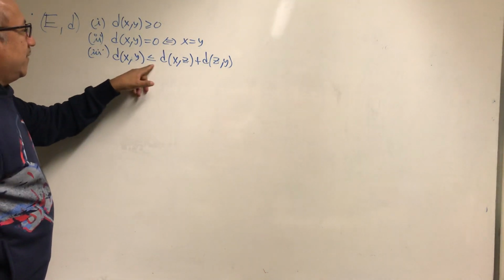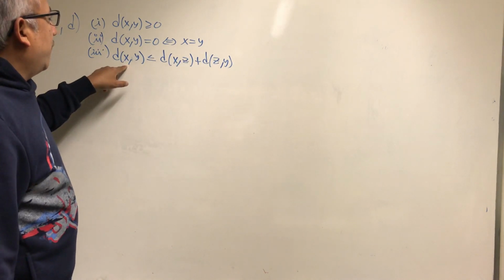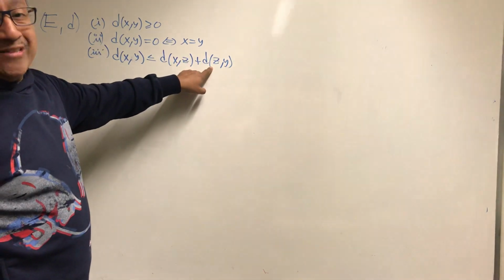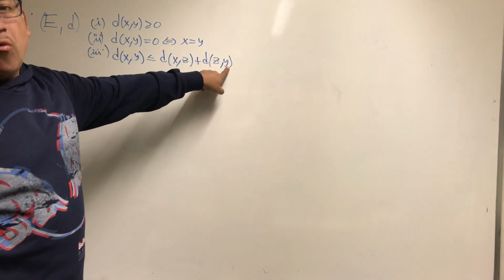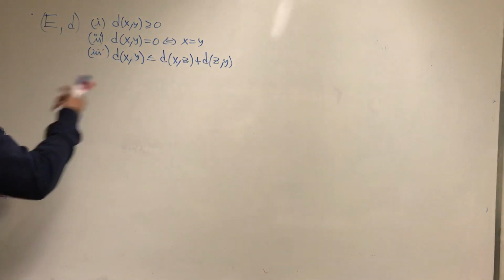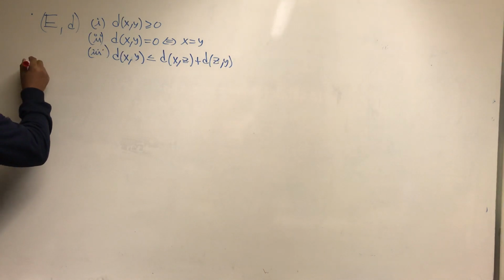Lastly is the condition that the distance from x to y is less than or equal to the distance from x to z plus the distance from that z to the other point y. And that's what we call the triangle inequality, okay? So we saw one example last time, but let me start from scratch.